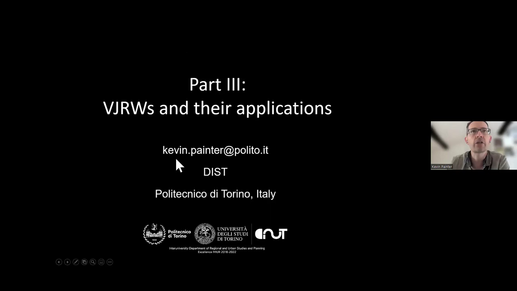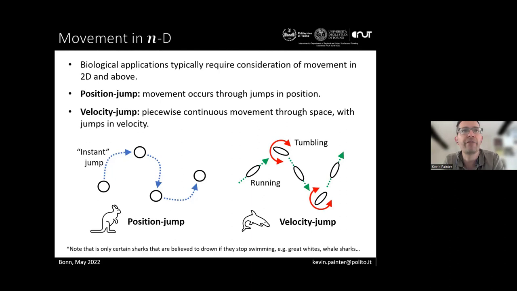So just a very quick recap of the second part of Tuesday's lecture. We were looking at movement in n dimensions. In particular, we considered two types of movement: a position jump random walk, where movement occurs through instantaneous jumps in position, and a velocity jump random walk, where movement occurs through smooth runs, followed by a tumbling, where you effectively have an instantaneous change to a new velocity. Kangaroos were my model animal for the position jump, and sharks were my model animal for the velocity jump process.